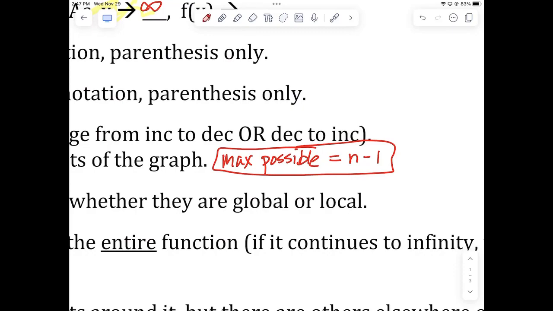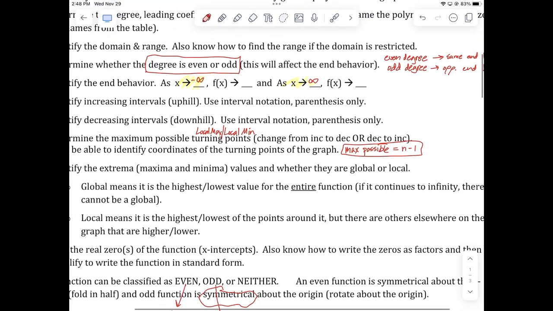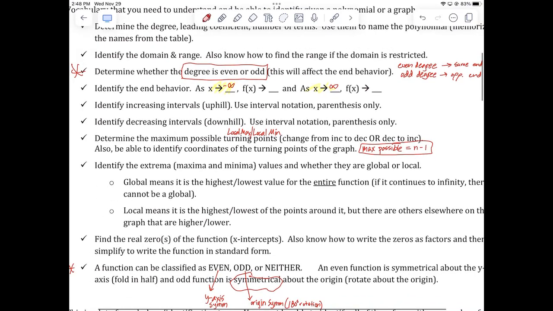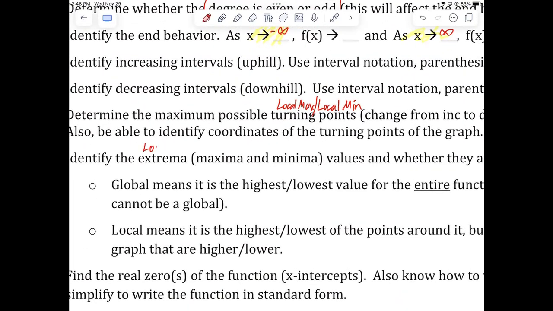7. You got it? Now those are the possible turning points. It can have fewer than 7, but 7 is the maximum number of turning points. You're going to count the actual number of turning points just by looking at a graph, okay? Identify the extrema. This is going to be the local and the global.